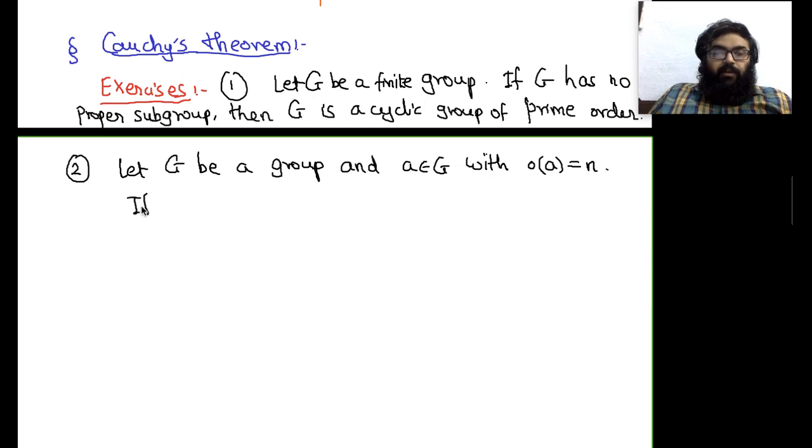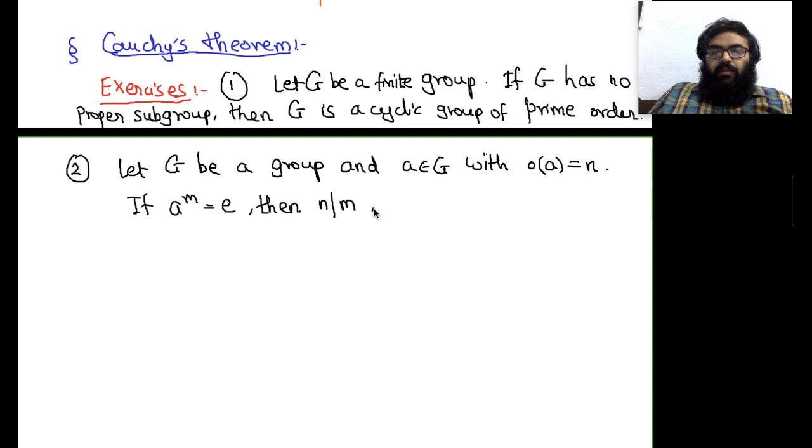And if A raised to m equals the identity, then what is the relation between n and m? Of course, by definition, n is the order, so n is the smallest integer such that A raised to n equals the identity. So of course, n is less than or equal to m. That much we know. But what more we can tell is that the order n divides m.